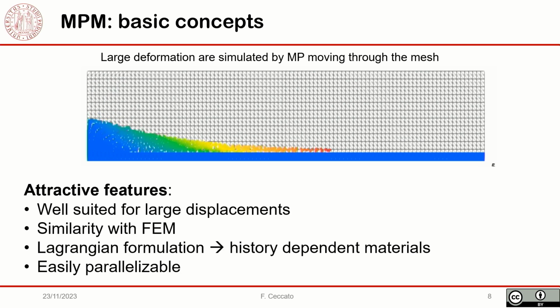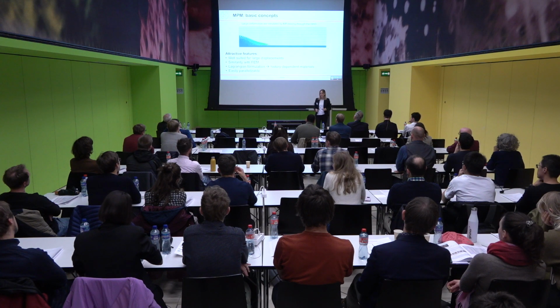This method has several attractive features. For example, while it is well suited for large displacement problems, it is very similar to FEM, which is good because it means that people who are already familiar with FEM can easily start using MPM with little effort, but also that all the mathematical development that we had through the decades about FEM can be transferred to MPM. Then it applies a Lagrangian formulation, which is good for history-dependent materials like soil. And it is easily parallelizable, which is good for computational efficiency.